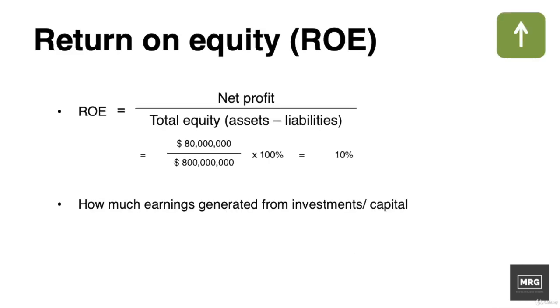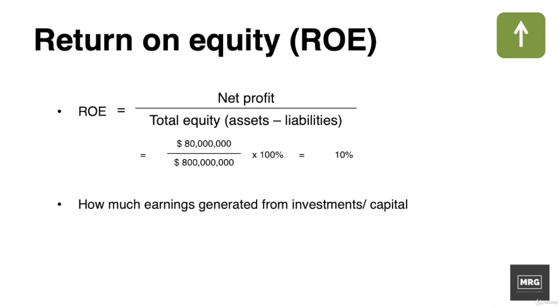The fourth profitability ratio we want to look at is also a very common ratio that is used by many to evaluate if the company is doing well or not. So this is the return on equity, or commonly known as ROE. Top right corner, arrow pointing upwards. This means that the higher the number or the value, the better it is. So the formula to calculate ROE is taking net profit divided by total equity.